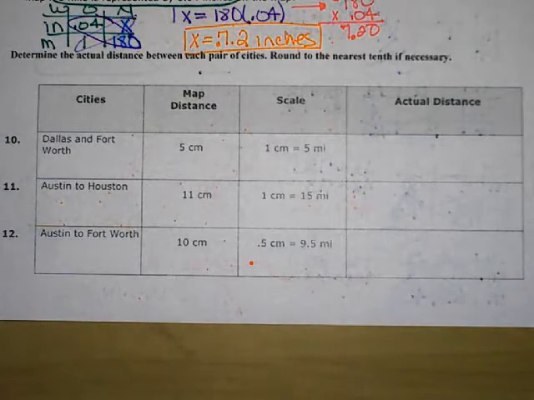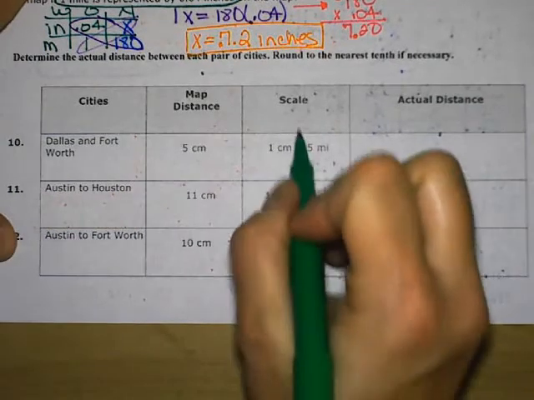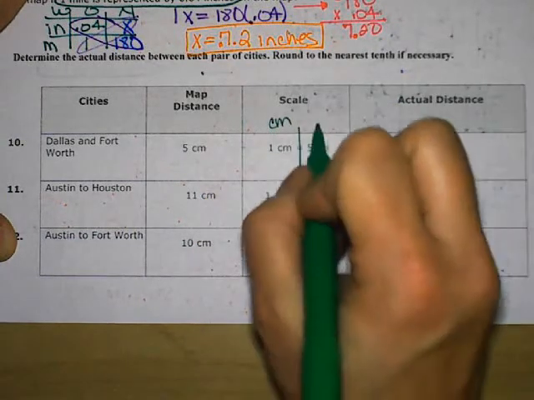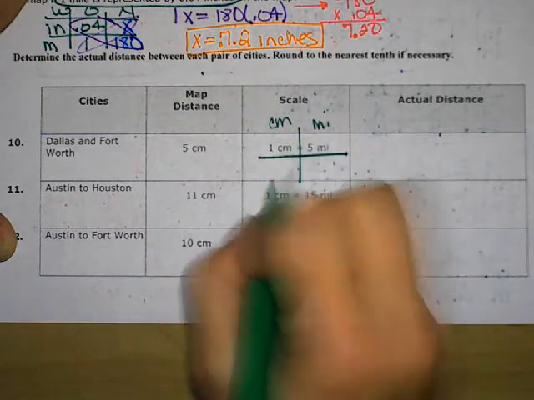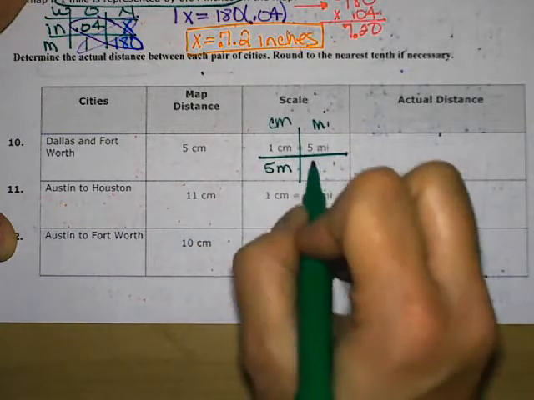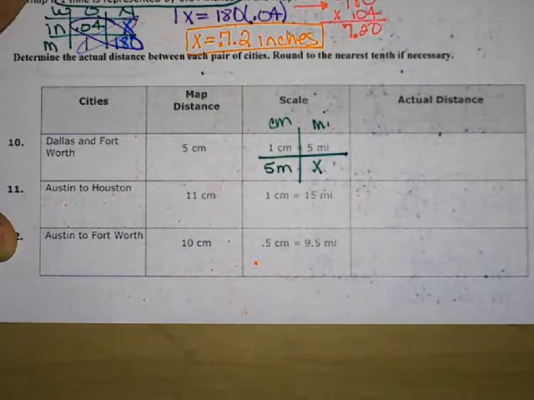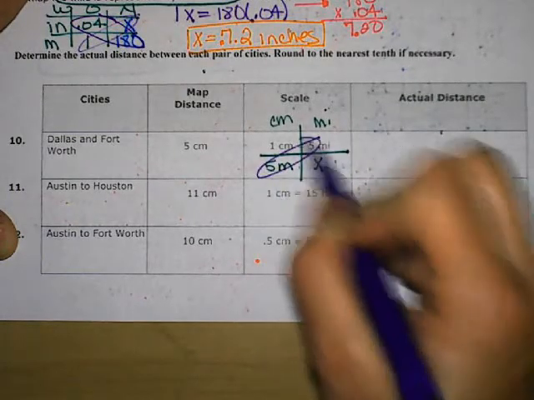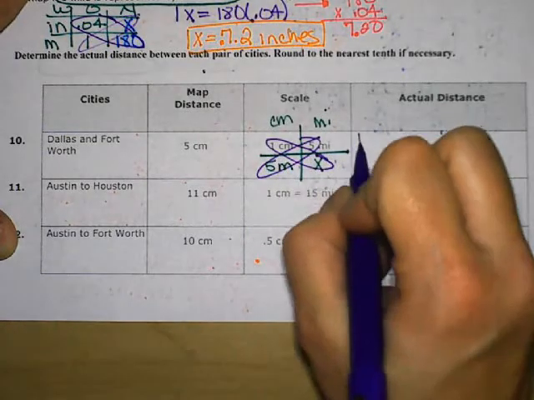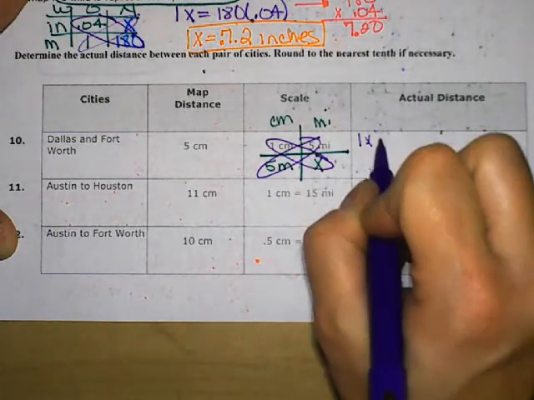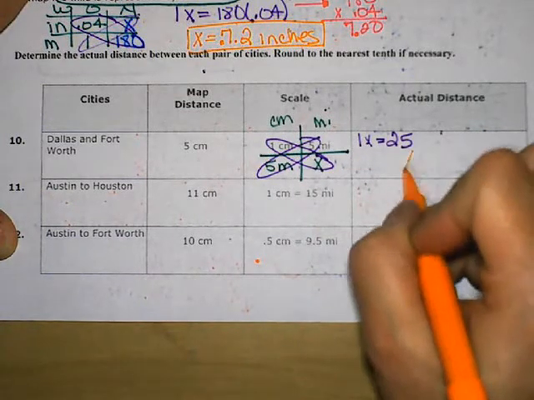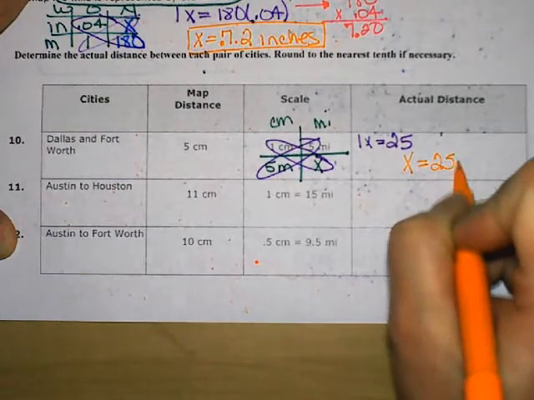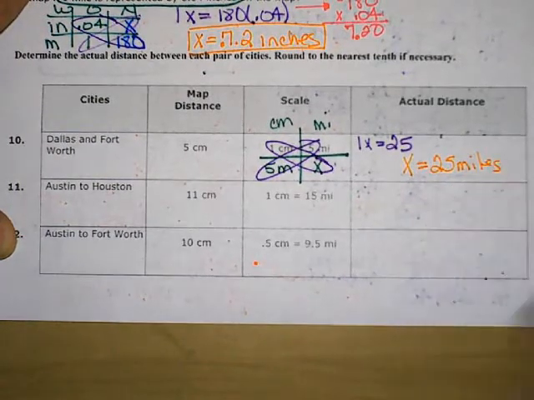The cool thing about number 10 is I don't actually have to rewrite the proportion if I choose not to. I can easily see that I have centimeters on the left and miles on the right. If I wanted to, I can just plug 5 centimeters over here on the left, and I know I'm solving for miles. I can cross multiply and divide. I have 1 times x, look at that invisible math, equals 5 times 5, which is 25. Therefore, the actual distance is 25 miles.